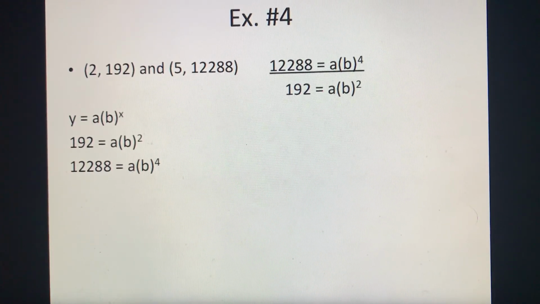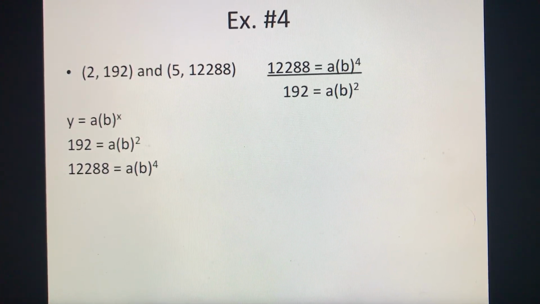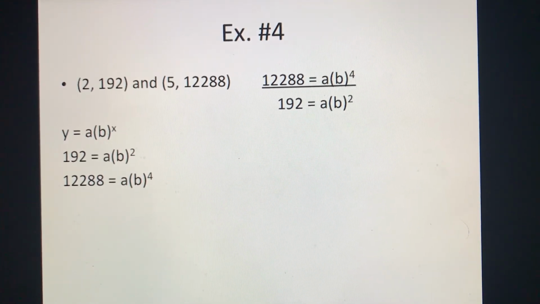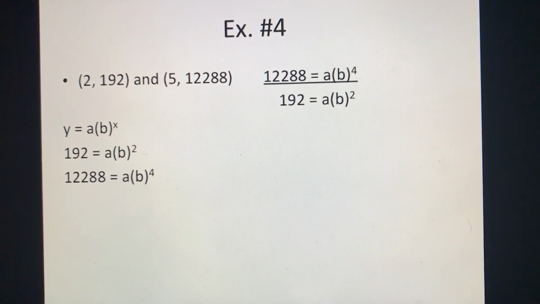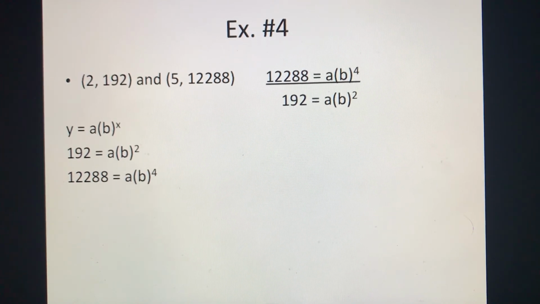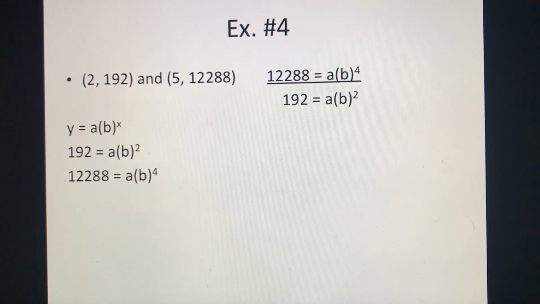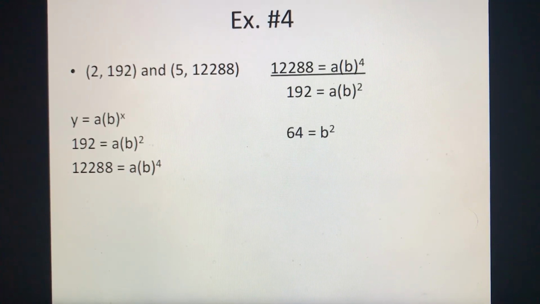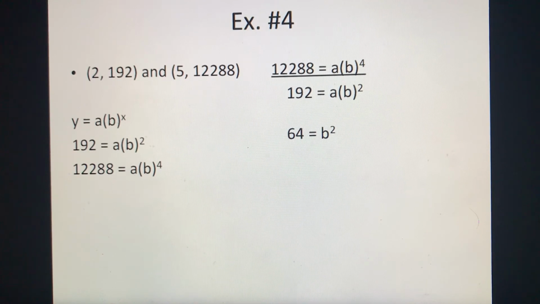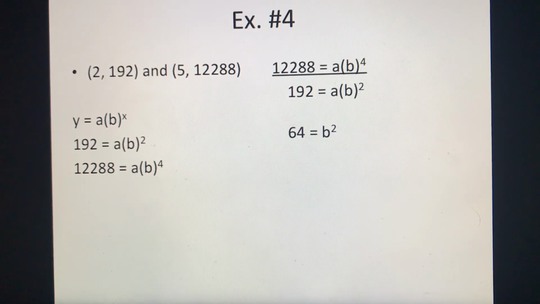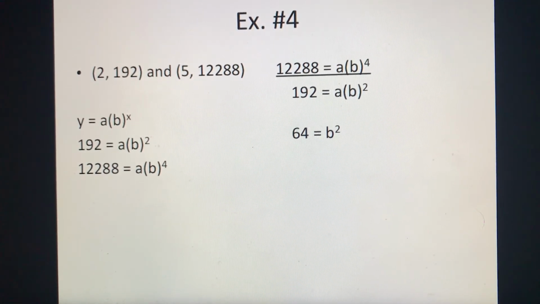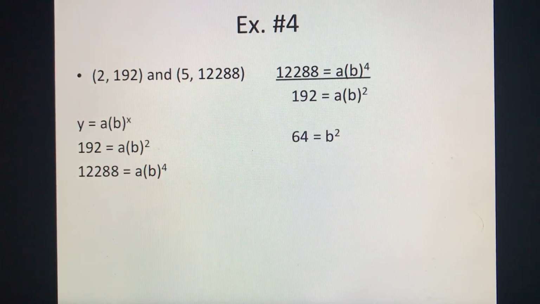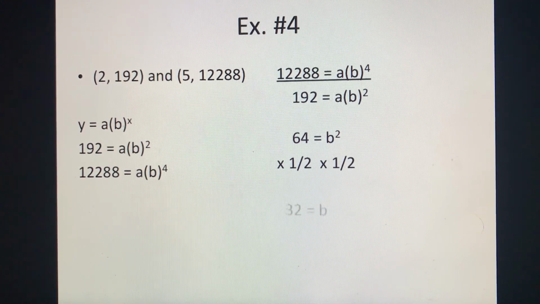12,288 divided by 192 is 64. A divided by a cancels out, and b to the fourth divided by b squared is b squared. So we now have 64 equals b squared. You can multiply both sides by 1/2 to get our b value of 32.